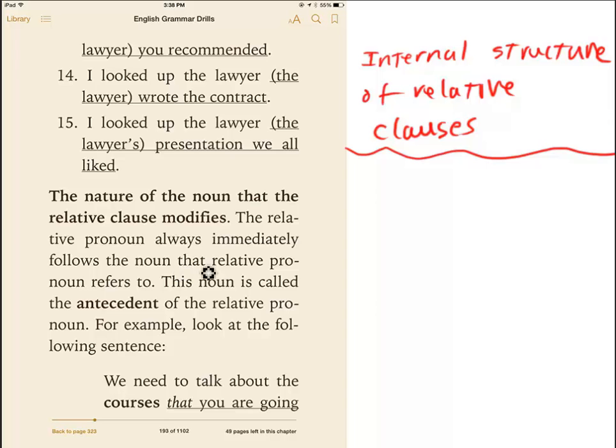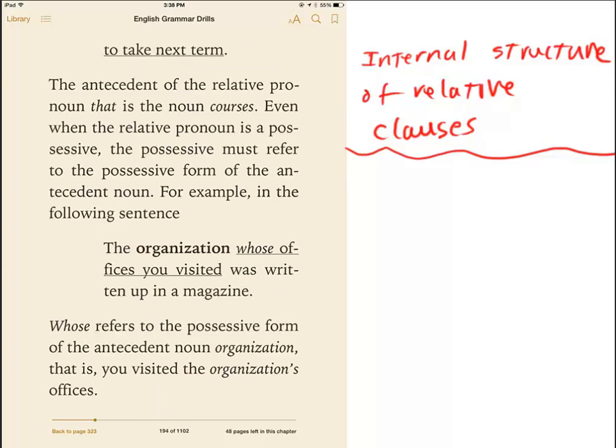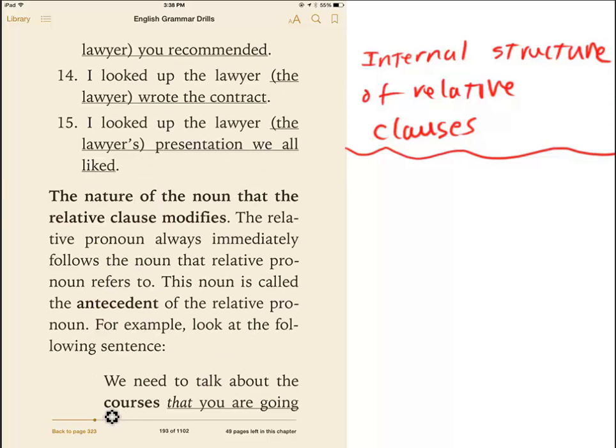Okay, so let's take a look here. The relative pronoun always immediately follows the noun that the relative pronoun refers to. This noun is called the antecedent of the relative pronoun. For example, look at the following sentence. We need to talk about the courses that you are going to take next term. Now let's take a look at this. The antecedent is courses. It's not human, so I have to use the word that.